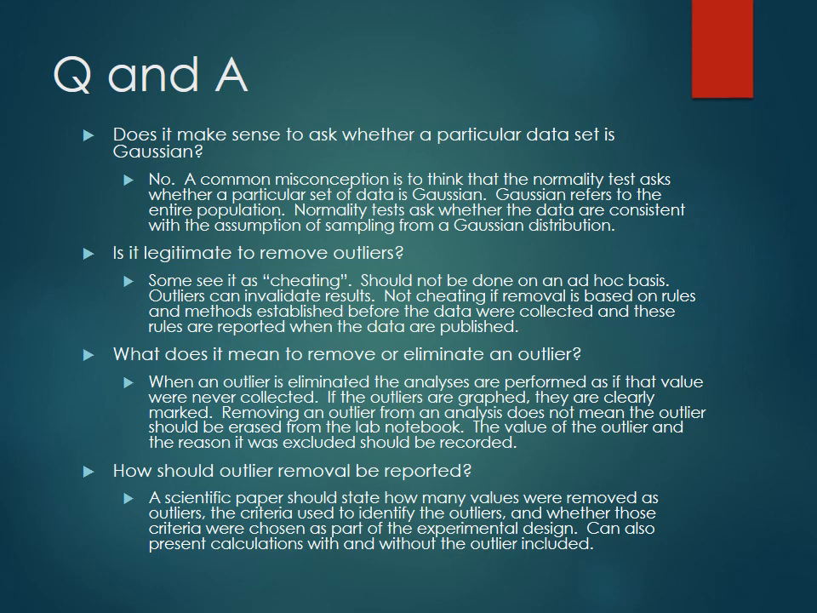As I mentioned, scientific papers really should be stating how many values were removed as outliers, what criteria were used to identify them, and whether those criteria were chosen as part of the experimental design. Because really, this should all be decisions that are made before the study is even done. You'll also sometimes see papers that will do the calculations with and without the outliers just to make sure that the inclusion of those outliers did not skew your results and show something completely different. That way you can take a little bit more credence in the results that the researchers are showing you.